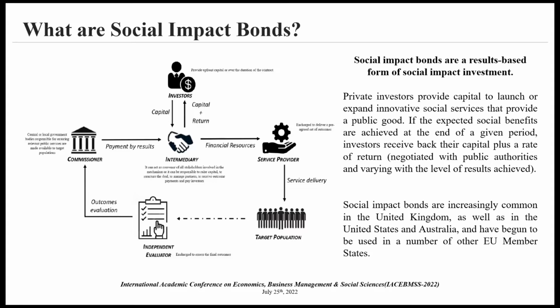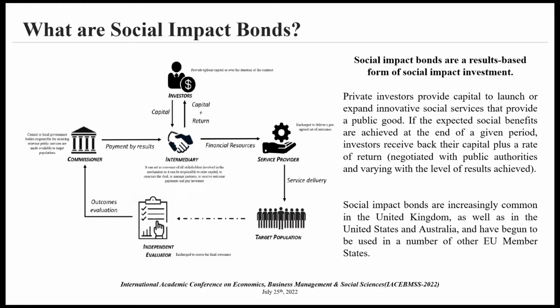The financial resources raised by the intermediary are then transferred to the service provider, usually a social enterprise that materially delivers the service to the target population. After the service delivery, we have another step in the model, which is the independent evaluation made by an independent evaluator that says, okay, the predefined level of outcome has been achieved, and so the commissioner can pay back the investors.